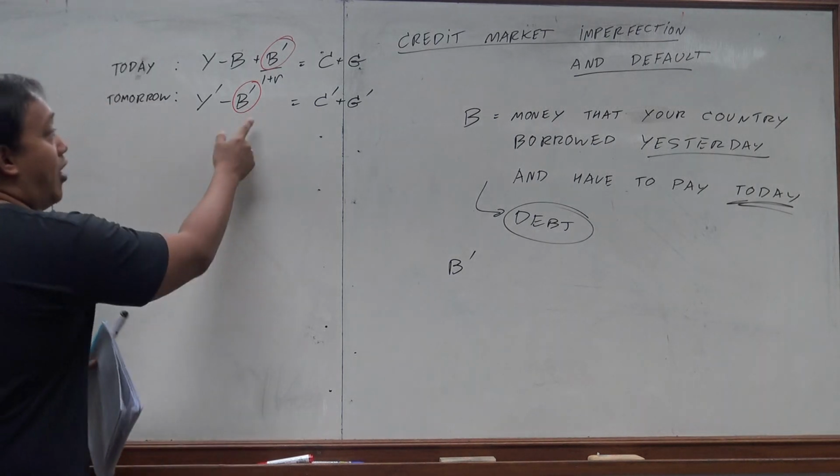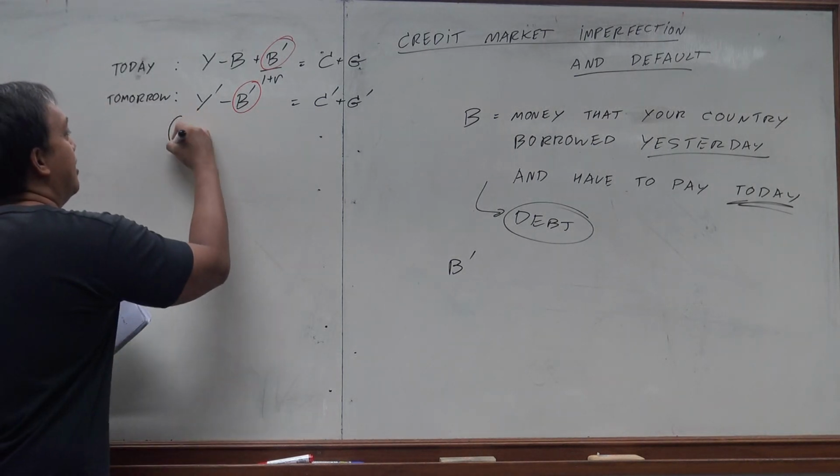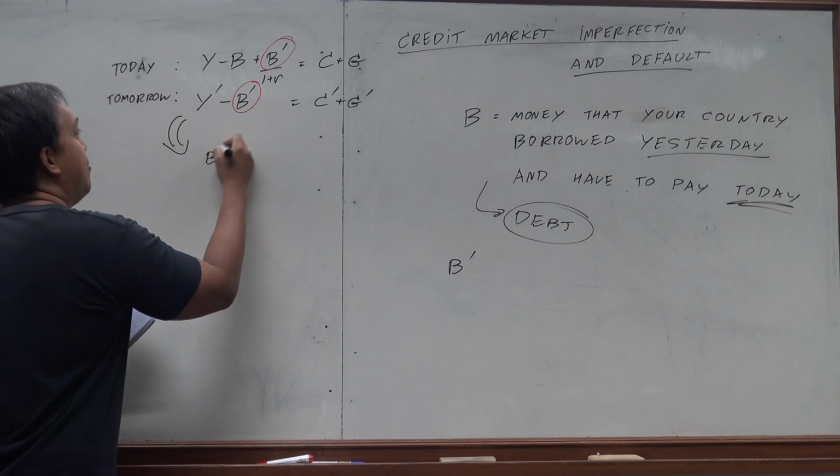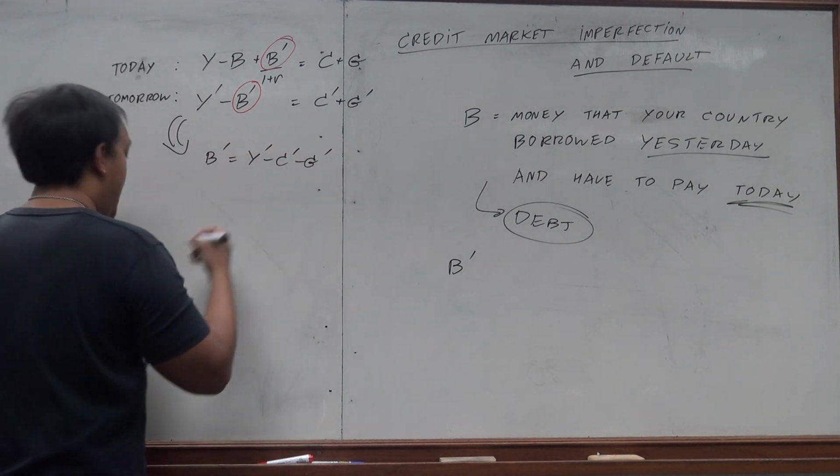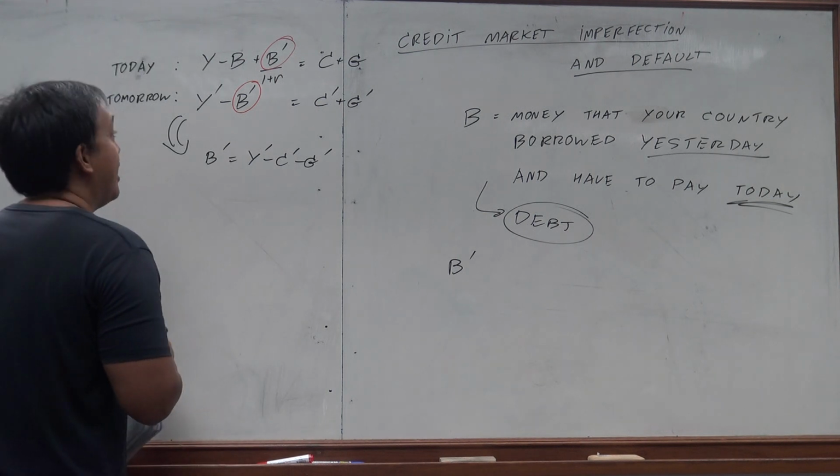So from this equation, you can see that B prime equals Y prime minus C prime minus G prime. So then I'm going to plug it in.